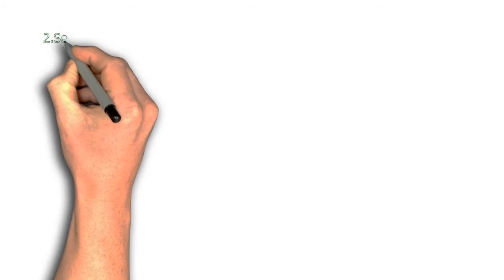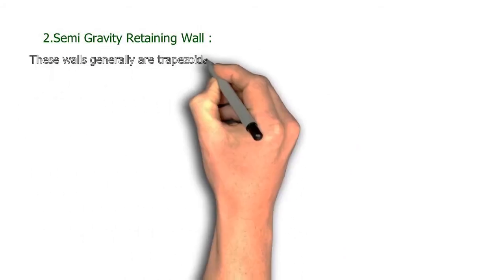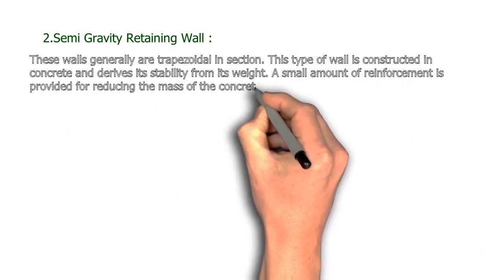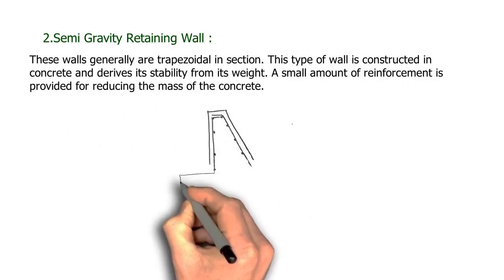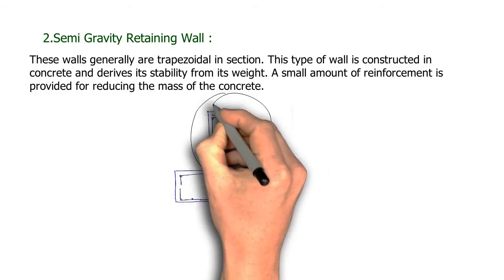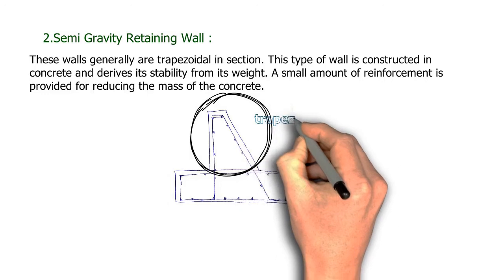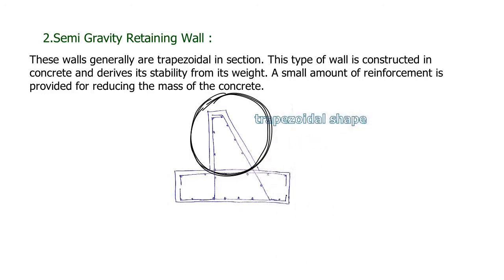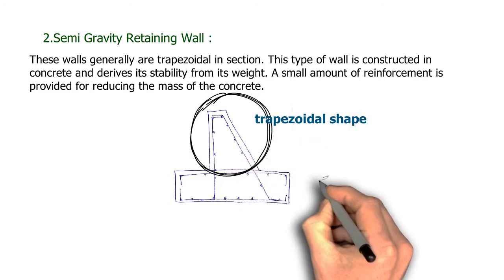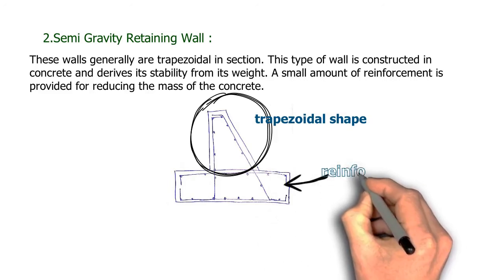Second is semi-gravity retaining wall. These walls are generally trapezoidal in section. This type of wall is constructed in concrete and derives its stability from its weight. A small amount of reinforcement is provided for reducing the mass of the concrete. And the black circles show the trapezoidal section shape, and the reinforcement is also shown in this drawing.